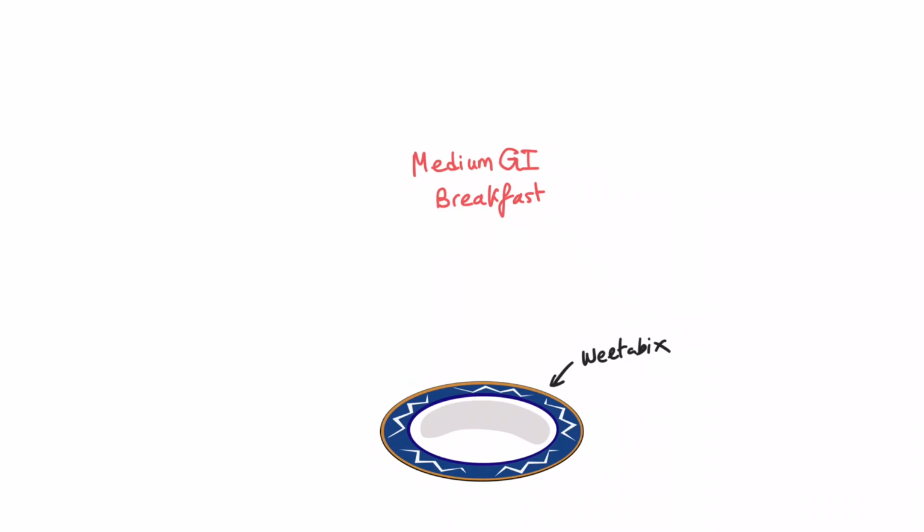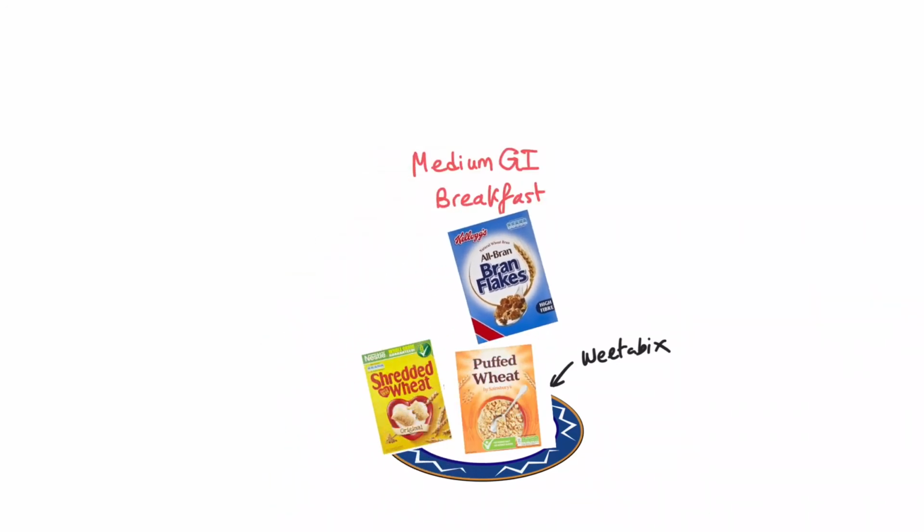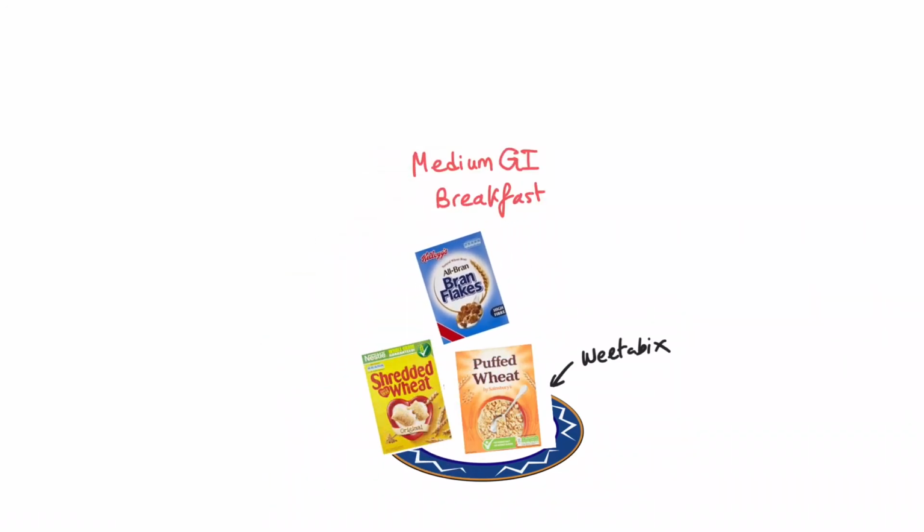The next one I like to follow is, what's it called? Puffed and shredded wheat. So I'm just going to put puffed wheat and shredded. So that's another good example of medium GI foods, cereal. And the last one is bran flakes. It doesn't have to necessarily be this brand, it can be any bran flakes. But this is a good example of medium GI breakfast food. Now let's move to the high GI ones.